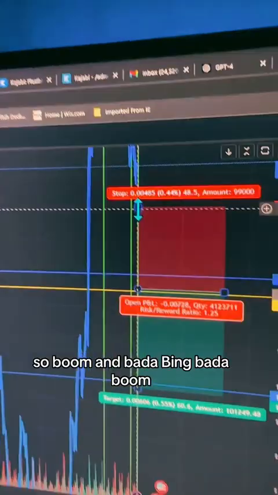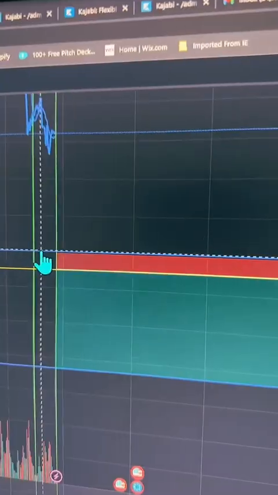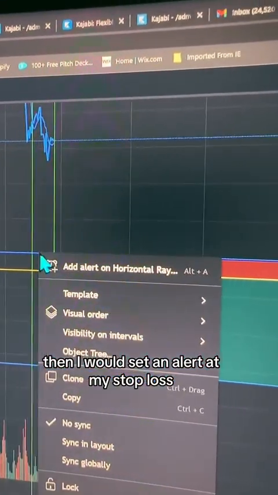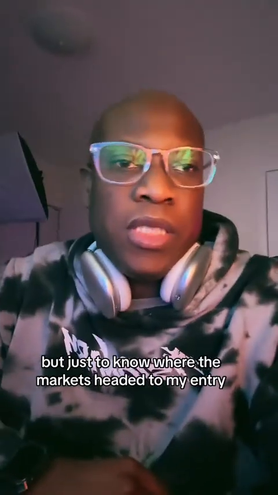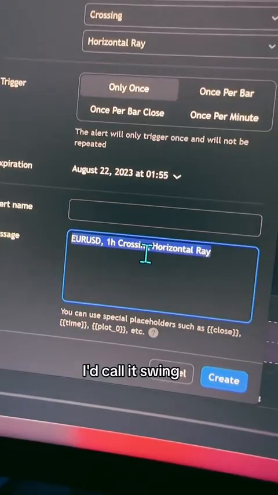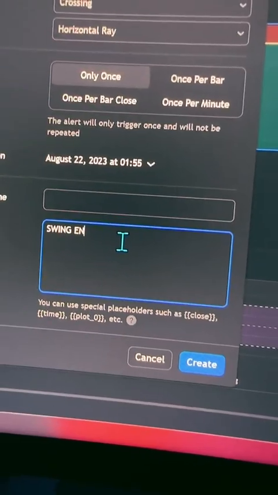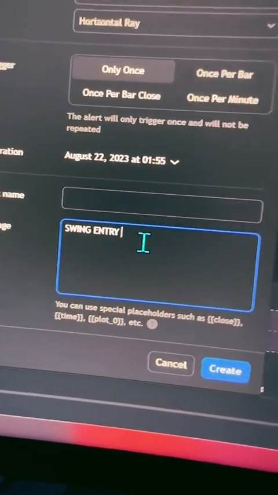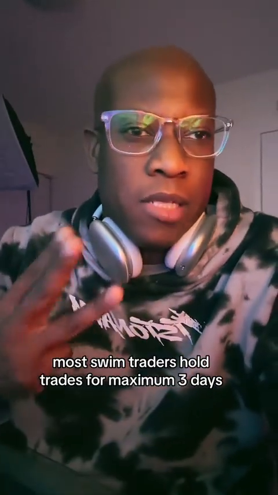So boom. And bada bing, bada boom. Then I would set an alert at my stop loss, not for stop loss, but just to know when the market's headed to my entry. I'd call it swing entry approaching. Hit create. Most swing traders hold trades for maximum 3 days.